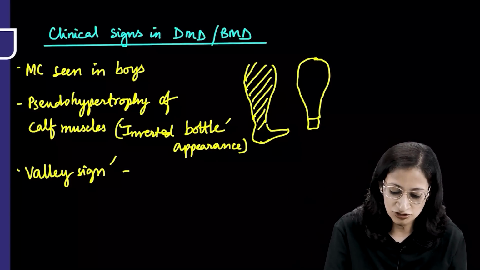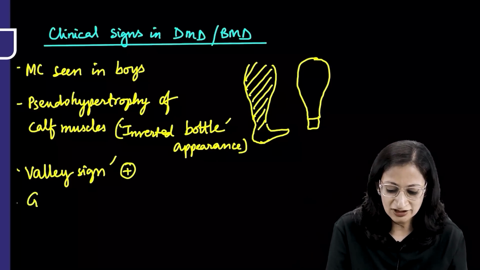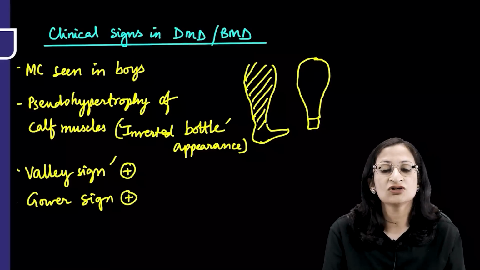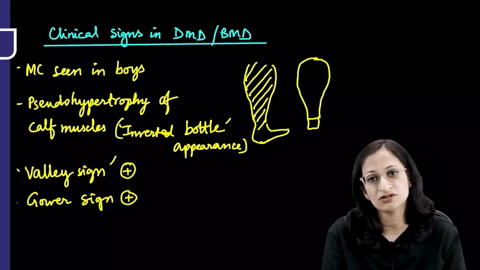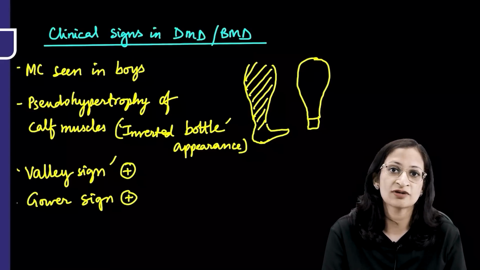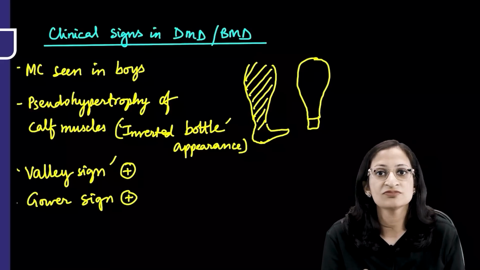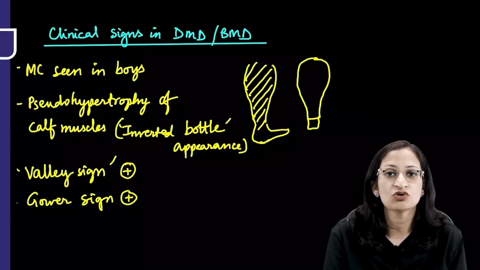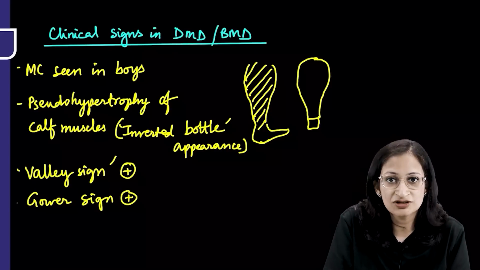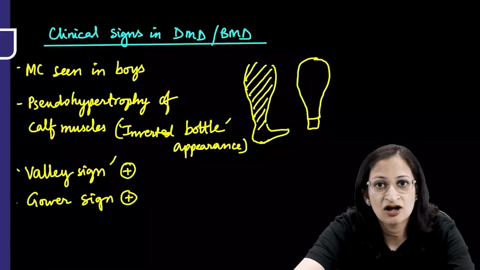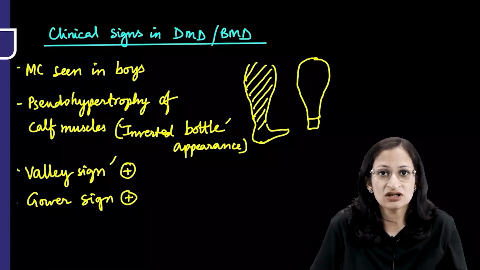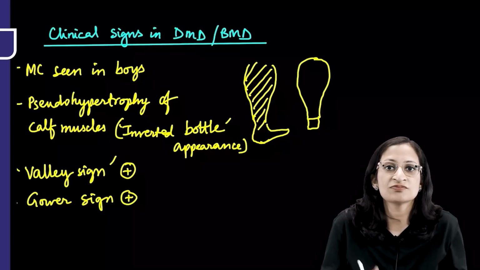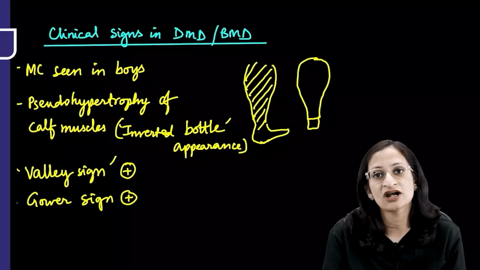So valley sign can be positive. You can also get Gowers sign positive. So what is Gowers sign? If you ask a child with proximal muscle weakness, like in Duchenne or Becker muscular dystrophy, to get up from sitting position, so you make the child sit on the ground and ask him to get up, then what will he do? He will first take the help of his hands and put them on the ground. Then he puts his hands on his legs, on his knees, and slowly taking support of himself, the child is going to stand up. So that is Gowers sign.